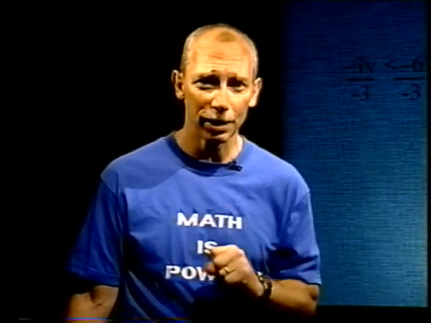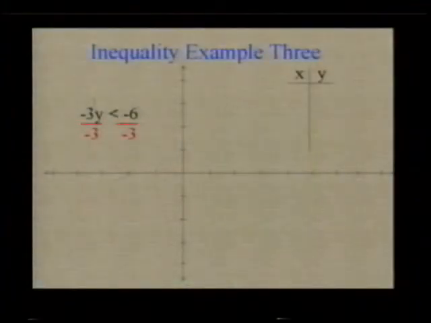If you divide by a negative number, let's take a look. Divide by a negative number, that's going to be y. But note that I switched the sign from a less than to a greater than. -6 divided by -3 is +2. So that's not so bad. So once again, we're going to pretend that it's equals. Okay? Pretend y equals 2, and let's see if we can get some points here.